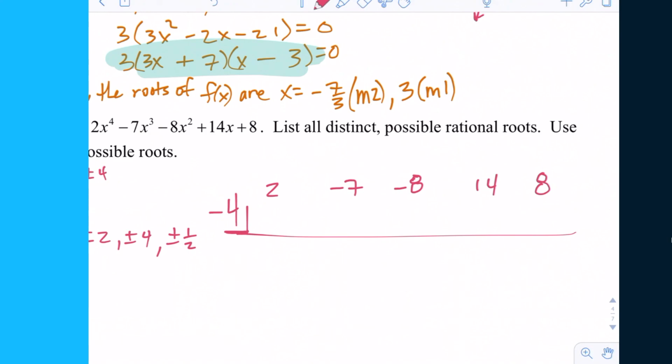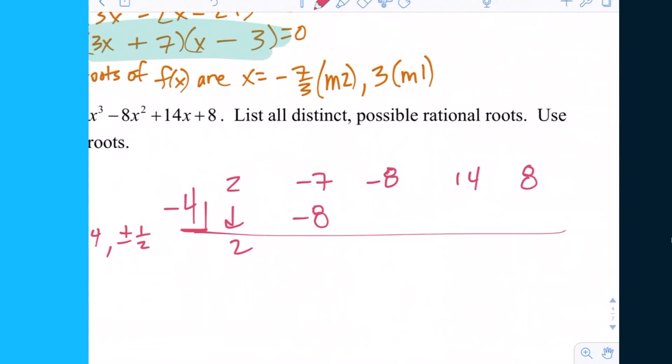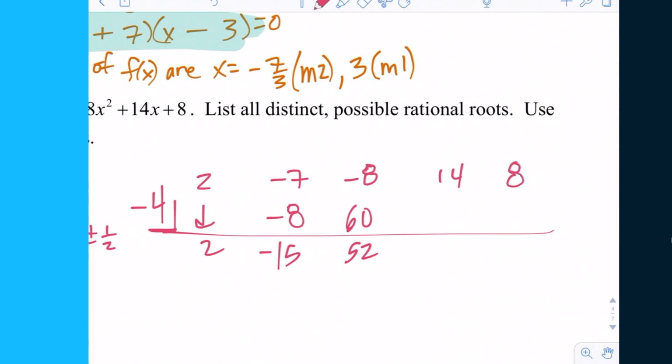All right, so negative 4. All right, we're going to try it out. So we bring down the 2, and we multiply, and we get negative 8. That gives you negative 15. That's going to give you positive 60. Minus 8 is positive 52. Times negative 4 is going to give you negative 208. Okay. You're still going with it? So minus 194, 184.